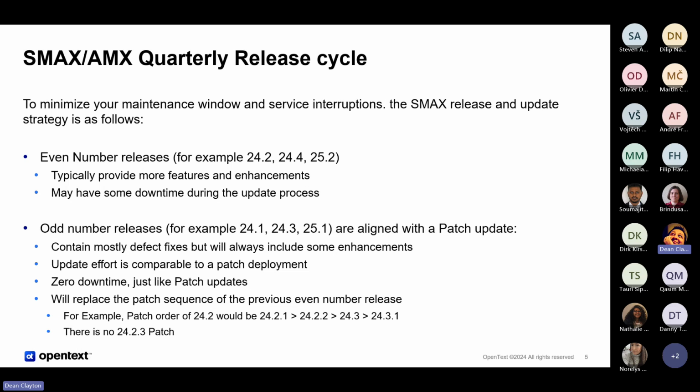Whereas our odd number releases are typically aligned with the patch updates, they shouldn't cause any downtime. At least from our perspective, we consider them to be zero downtime. The update effort is obviously a lot more minimal in comparison because it's like a patch deployment, and they are part of the overall patch sequence as well. As we just talked about, 24.3 patch .2 would be suitable if you are running 24.2 as the latest version to go to. All right, hope that is all clear.